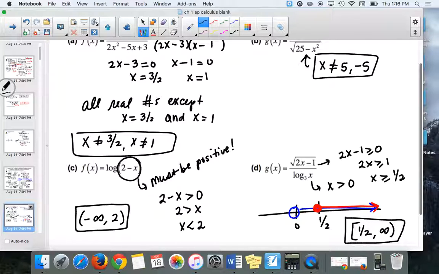So let's think about it. If I plugged in 1/4, does that make it undefined? Yeah, because of the numerator. Does that make sense? So you would need both of those things to be true. All right, let's do some trig equations.